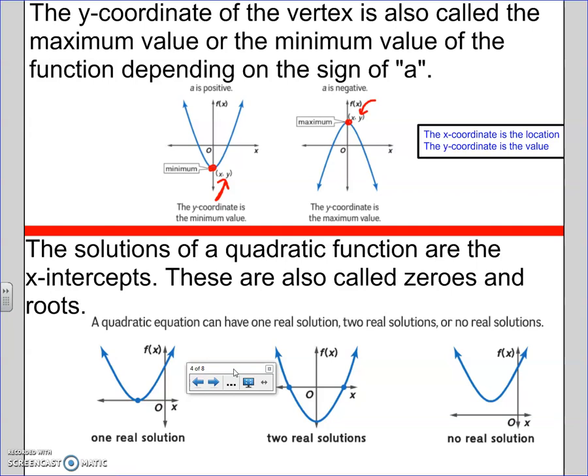And the last thing is the solutions of a quadratic function are the x-intercepts. These are also called zeros and roots. In a quadratic equation, you have 1 real solution, 2 real solutions, or no real solutions. Looking at these 3 pictures, the first one has 1 x-intercept, so it has 1 real root. The second one has 2 x-intercepts, so it has 2 real roots, 2 real solutions. The last one has no x-intercepts, so we say no real solutions because they're going to be imaginary.